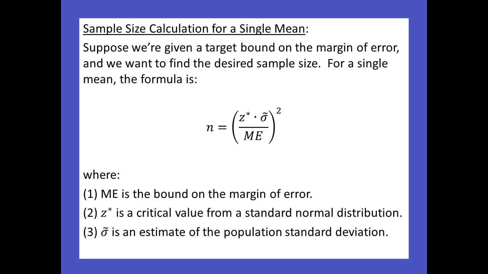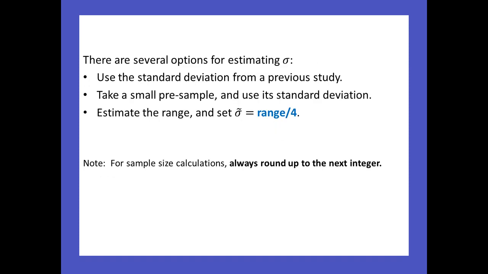So ME is the bound on the margin of error, Z star is the critical value from a standard normal distribution, and then sigma tilde is an estimate of the population standard deviation. There are a couple of estimates for the sigma tilde. I have 3 options written there, and the book talks about the first 2 as being separate things, so I kind of played along in writing this out. But I view the second one as a special case of the first. So what I think is important here is really the first bullet point and the third one.